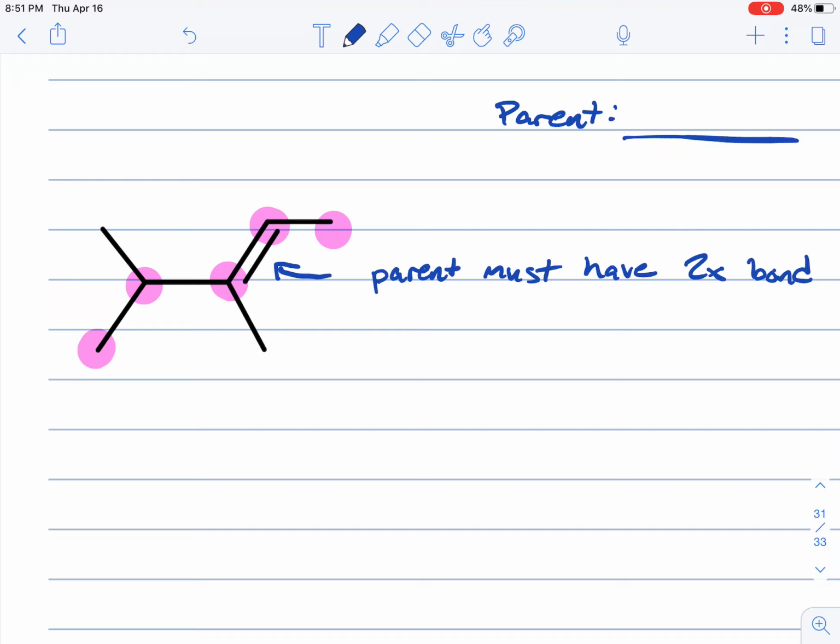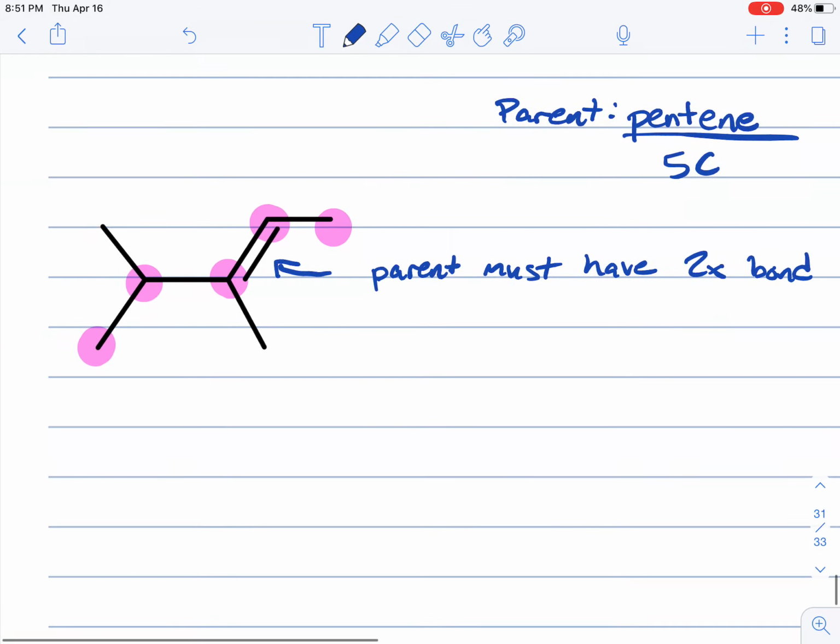And so it looks like my parent is going to be pent. So that's 5 carbons. And then since I have a double bond, I'm going to end with ene, not ane. I'll take it one step further later. Now that we've figured out my parent name, which is pentene, we're going to determine how to number our carbons.